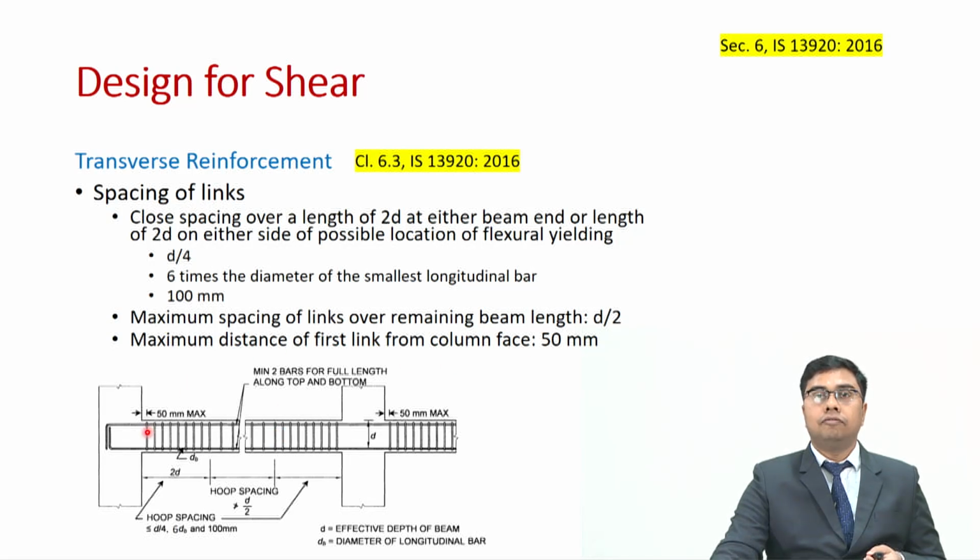Further, the first stirrup close to the column face will not be far from the column face by more than 50 millimeters. So, that is also restricted by the code.